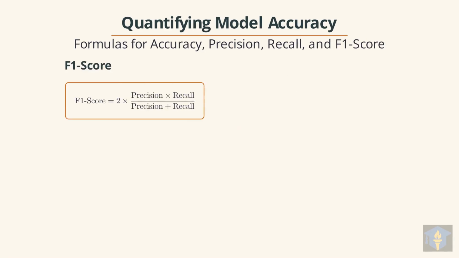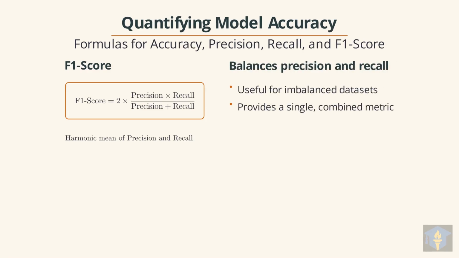Finally, we have the F1 score, which offers a balance between precision and recall. The F1 score is calculated as 2 multiplied by the product of precision and recall, divided by their sum. It represents the harmonic mean of both precision and recall, providing a single score. The F1 score effectively balances the importance of both precision and recall metrics. This metric is particularly useful when you are working with imbalanced datasets. It gives us a single, combined metric that is easier to interpret for overall model performance.